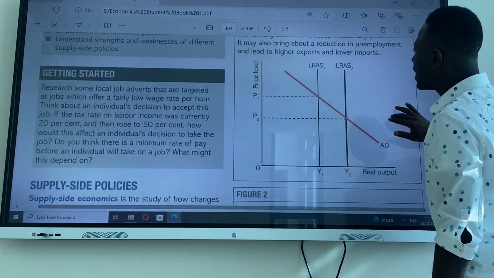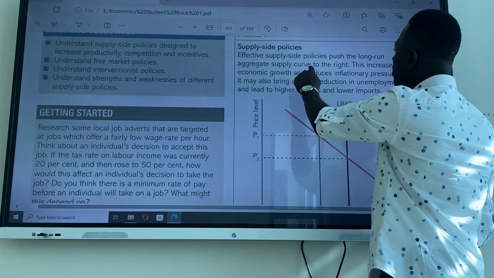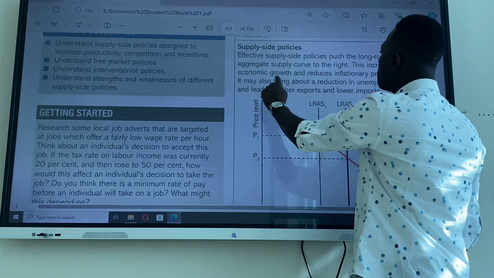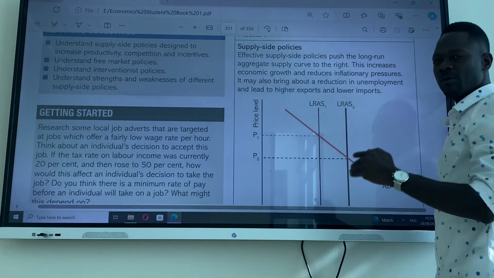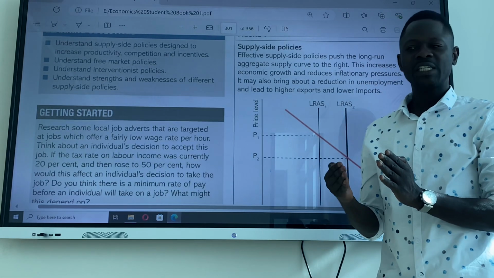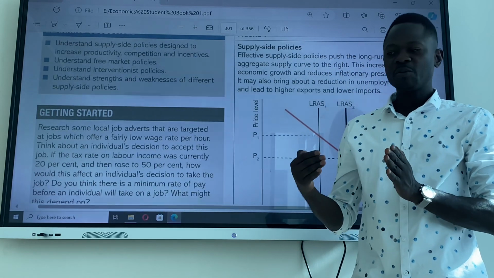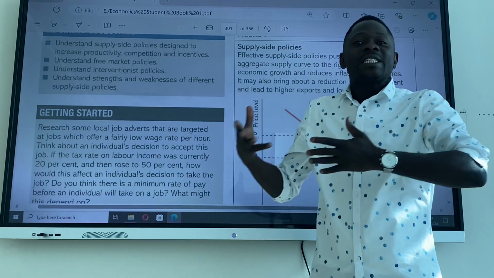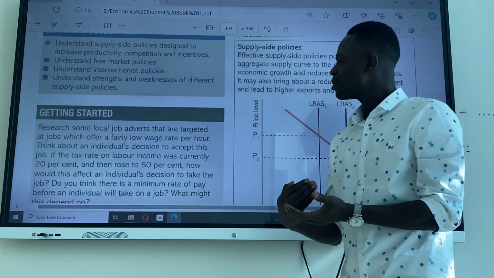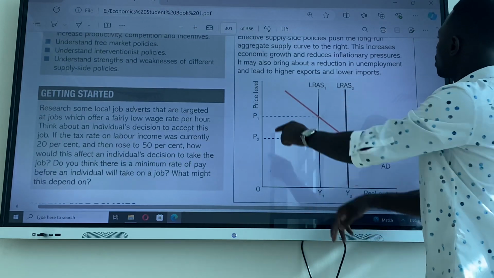So let's look at the analysis they make here. Effective supply side policies push the long-term supply curve to the right, from LRAS1 to LRAS2. This increases economic growth and reduces inflationary pressures. Now, because the long-term supply curve has shifted rightward, it means improvement. It means the GDP, the output of the economy, is increasing. So because the output of the economy is increasing, supply is increasing in the economy, and that is expected to reduce the price of goods. So the price of goods is expected to fall from P1 to P2, bringing about a reduction in unemployment.